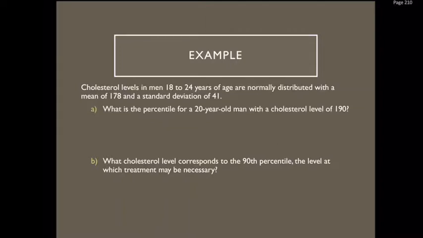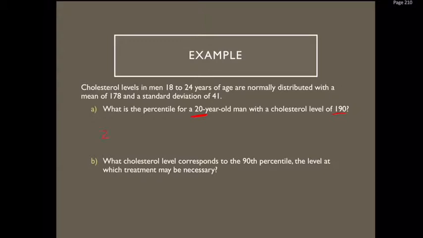So let's go through an example using z-scores to determine percentiles. Cholesterol levels in men 18 to 24 years of age are normally distributed with a mean of 178 and a standard deviation of 41. What is the percentile for a 20-year-old man with a cholesterol level of 190? So we don't care about how old this guy is. We care about his cholesterol level.